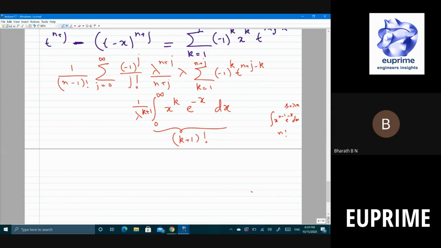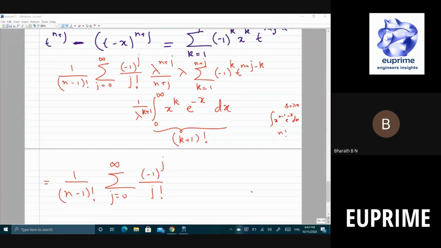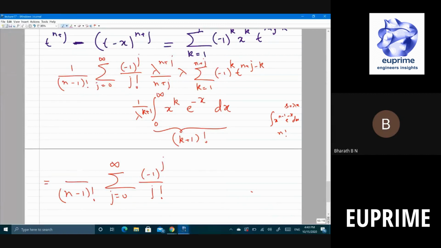Okay. Now what do you do? You have to substitute that back and see whether we are lucky or not. That's what we have to do now. Summation j equal to 0 to infinity, minus 1 power j over j factorial, lambda power n plus j. Lambda power n, I can pull that out, right? So we have lambda power n here. Now actually lambda power n plus 1, because I'll also pull this out. So this will be lambda power j over n plus j.